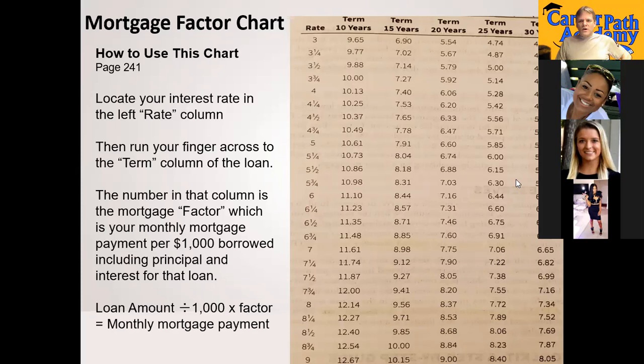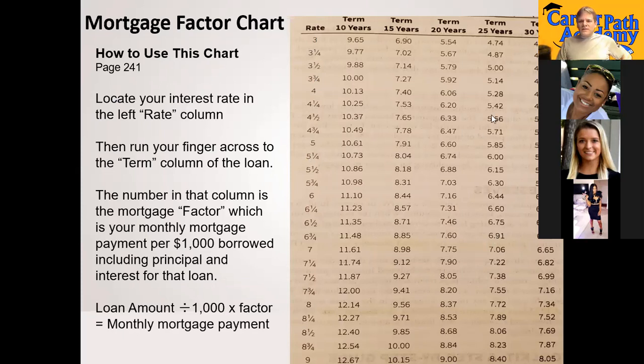$6.60, correct. And what's the factor on a 6% loan at 30 years? Is everybody getting this? Does everybody know how to read this chart? Yes. Okay. It's not hard to do, is it? No. You run your finger down and across.